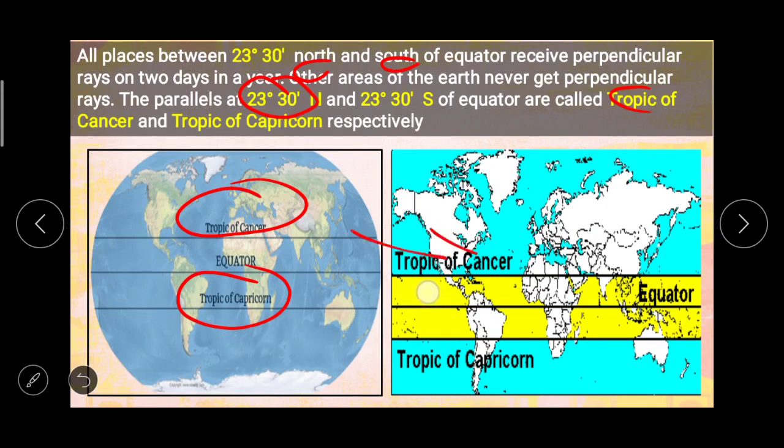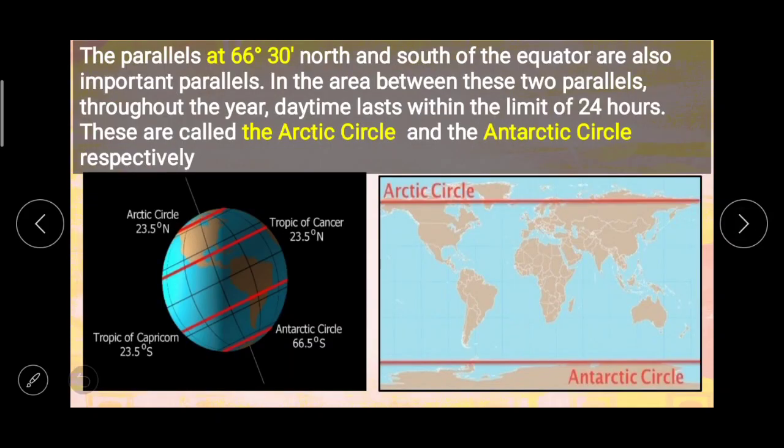So it is easy to understand it with the help of figures or diagrams or pictures or images. The parallels at 66 degrees 30 minutes north and south of the equator are also important parallels. In the area between these two parallels and the poles throughout the year, daytime lasts within the limit of 24 hours, and these are called the Arctic Circle and the Antarctic Circle. Arctic Circle, Antarctic Circle.